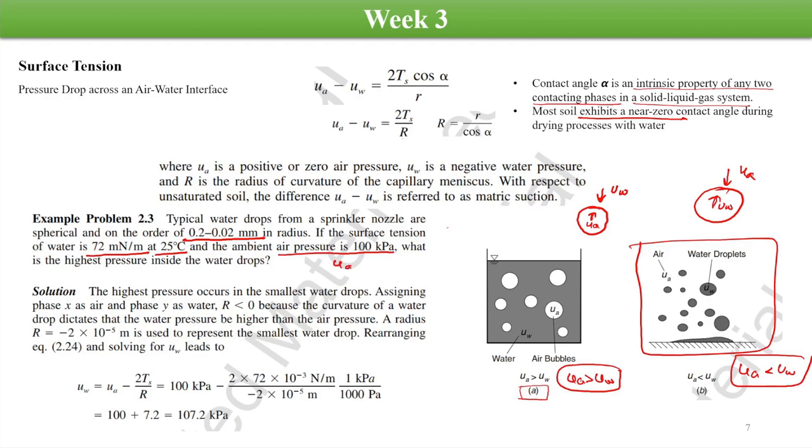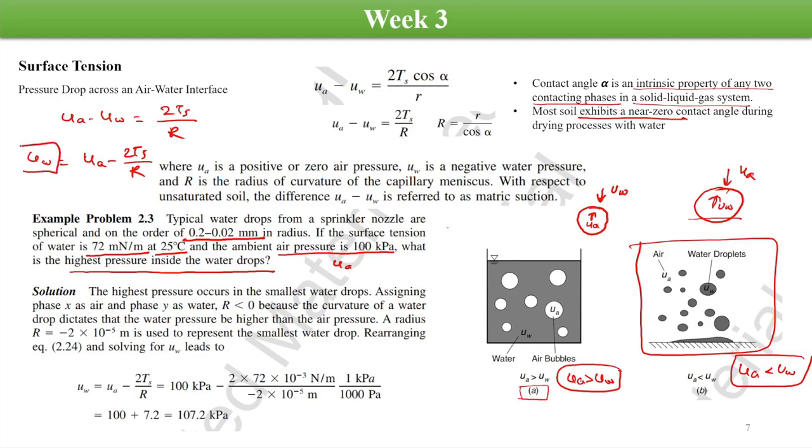Then we need to determine what is the highest pressure inside the water drops. Before we proceed further, we need to determine the highest pressure inside the water drop. The pressure inside is UW. So if we write it here, UA minus UW is equal to twice TS upon r. So the UW will be equal to UA minus twice TS upon r.